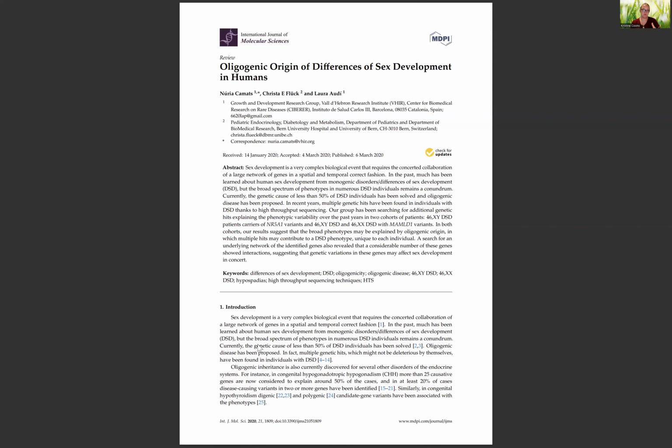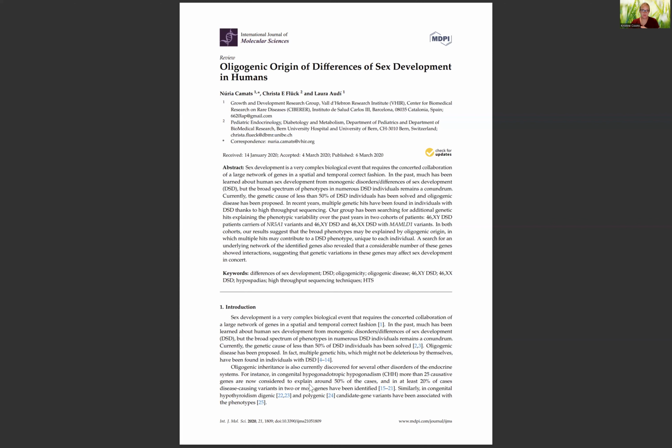There are many genes that are, for example, listed right here, congenital hypogonadotropic hypogonadism. They describe more than 25 positive genes. So down here, CHH is now considered to explain around 50% of the cases. So even though we have an idea of about 25 different causative genes, there's still a number of them we don't fully capture or grasp.